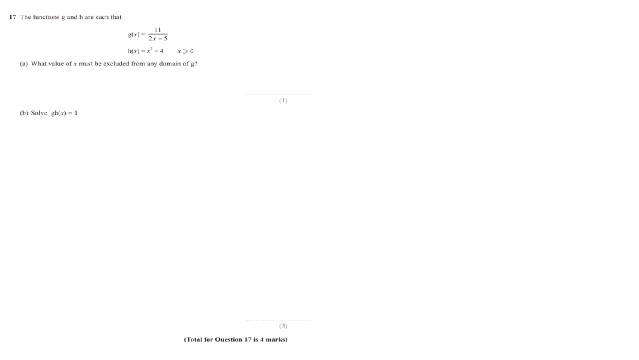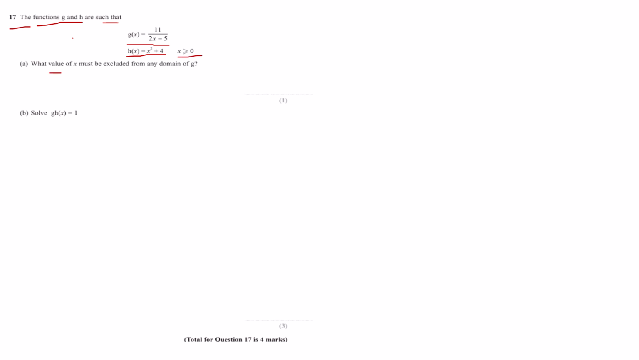GCSE maths, quickly going over composite functions and solving equations involving composite functions in hopefully 3 to 5 minutes. Okay, so this is question 17 from an GCSE exam paper. But it's also applicable for BS and Edexcel GCSE maths, AQA and OCR higher tier only. Functions g and h are such that g of x equals 11 over 2x minus 5, h of x equals x squared plus 4, where x is strictly bigger than or equal to 0.